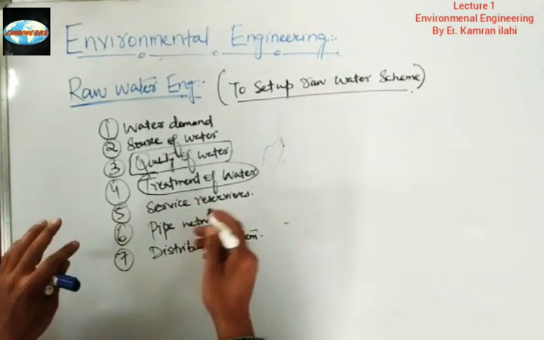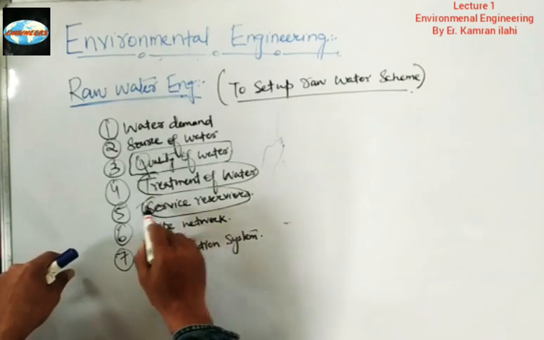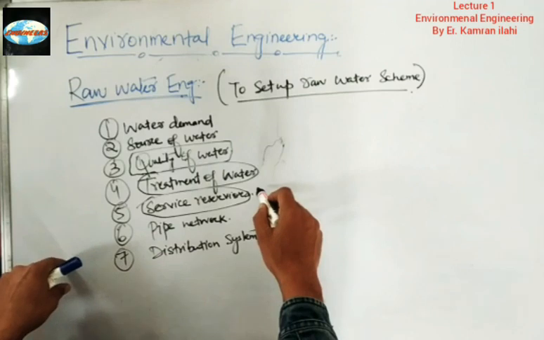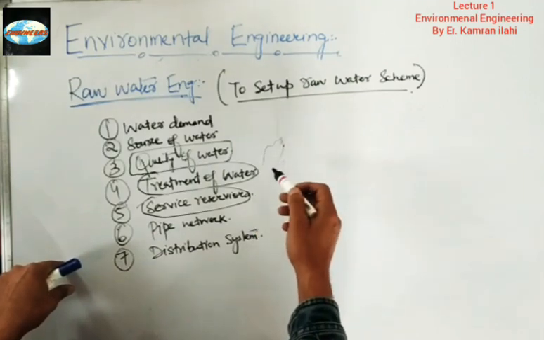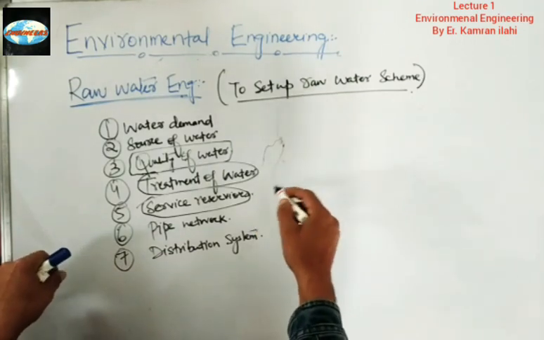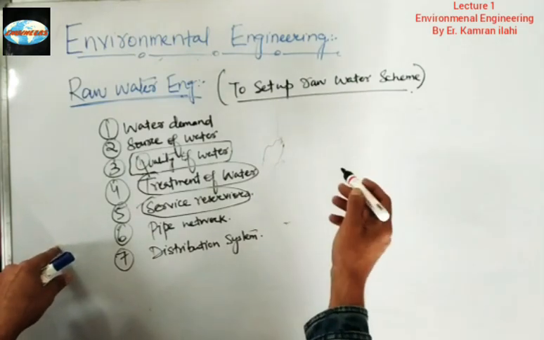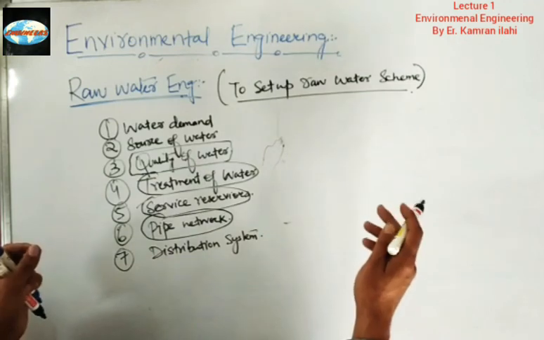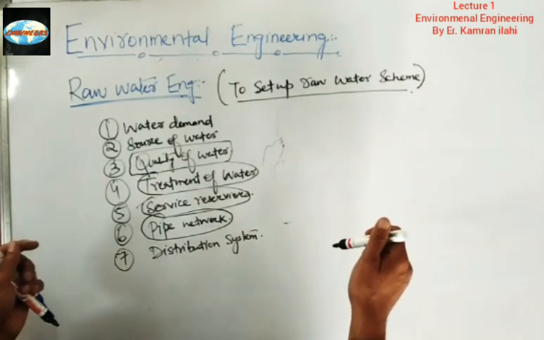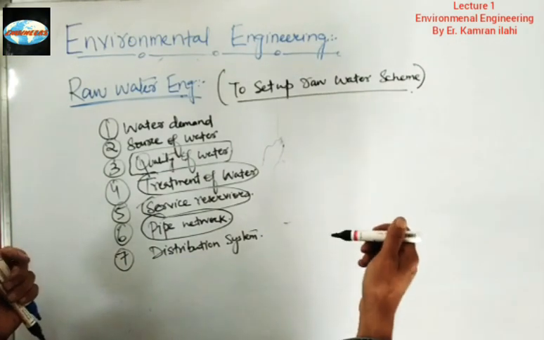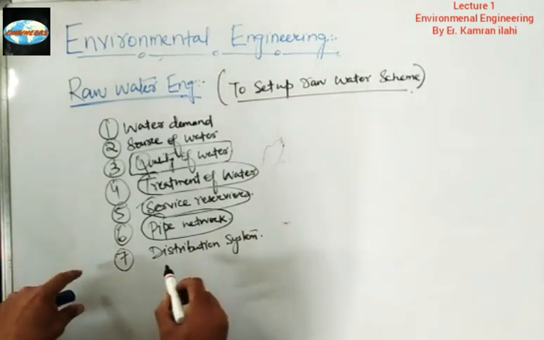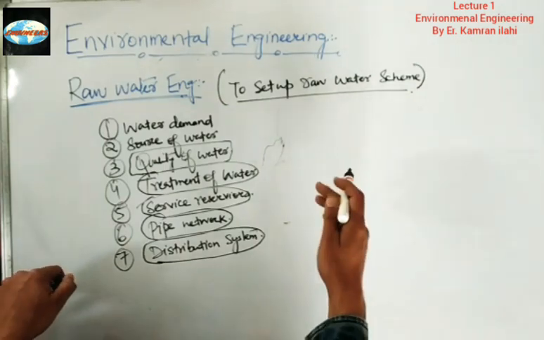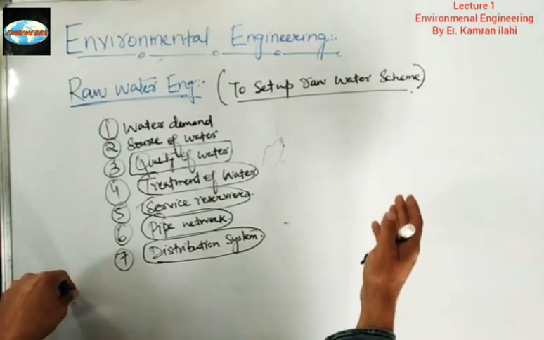And then we have to design a service reservoir, as I said, that is wholly dependent upon the population of a city and the future expansion, the growth curve of that, and we'll be discussing that in population forecasting. And then we have a pipe network: which sort of pipes, what's the diameter of those pipes, how we lay them, what are the important factors and characteristics of those pipes, and then finally we will study the distribution system, and finally we can supply the water to the community. So these are the topics.